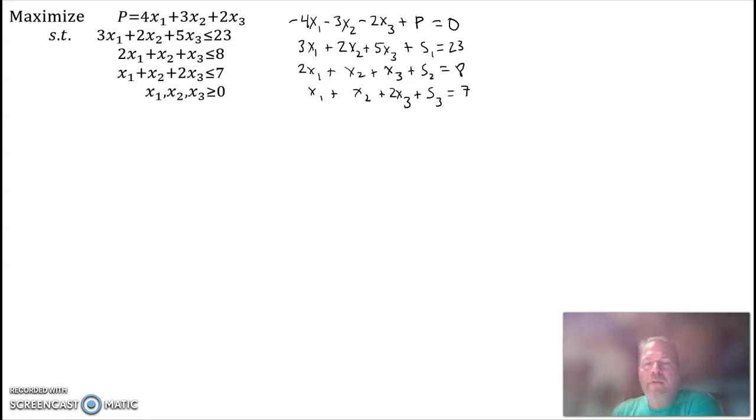All right, so this is going to be turned into our matrix. Across the top, it's x sub 1, x sub 2, x sub 3, s sub 1, s sub 2, s sub 3, and P. And then across the sides, it's s sub 1, s sub 2, s sub 3, and P. And this objective function will be at the bottom. So these first three inequality functions will be what we write out first. So it's going to be a 3, 2, 5, 1, 0, 0, 0.